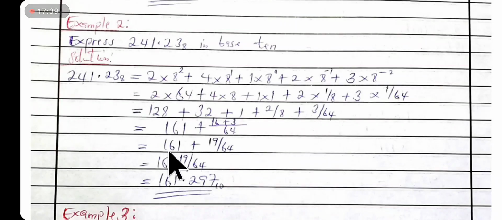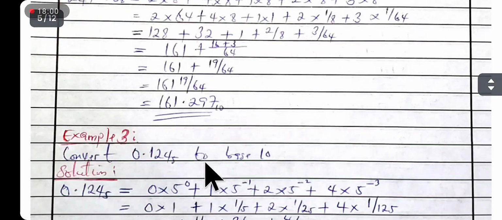If you convert it to a fraction, press your calculator, it's going to give you 161.297 in base 10. Okay, so that is 19 divided by 64 will give you 0.297. So that is how we get it in base 10.